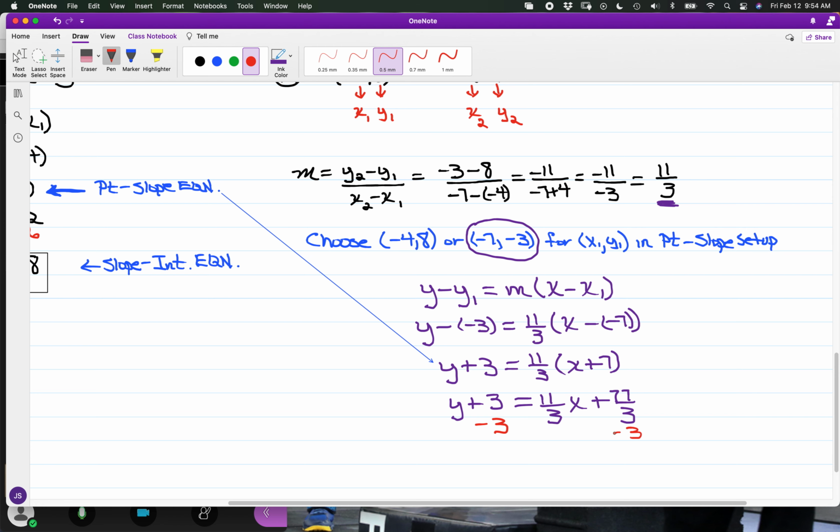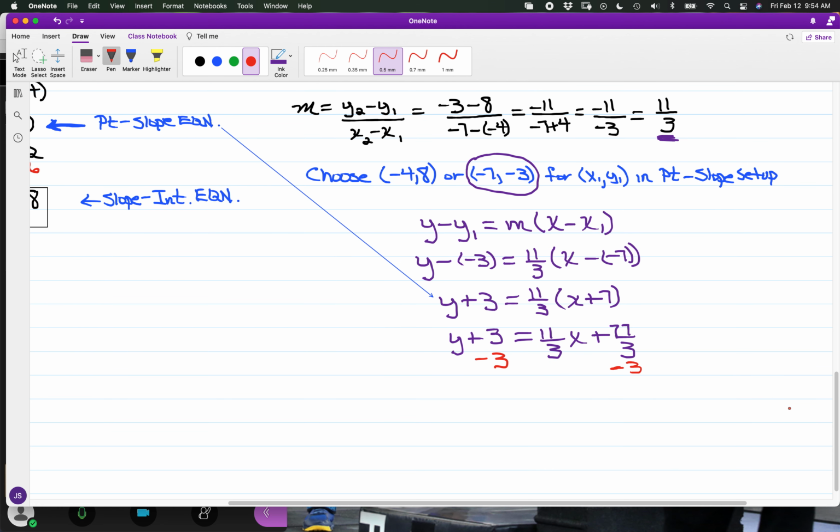if I take 3 away from both sides, so you have y by itself, and we have y is equal to 11/3 of x plus 77/3 minus 3. Think of this as 77/3 minus 3 over 1, and 3 over 1 as thirds, and we have 9/3. So 77/3 minus 9/3, this will come out to positive 68/3.